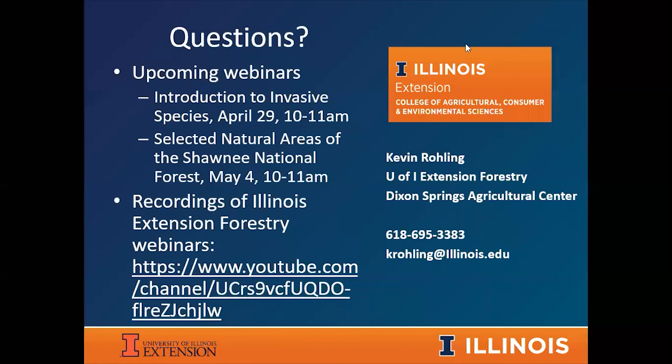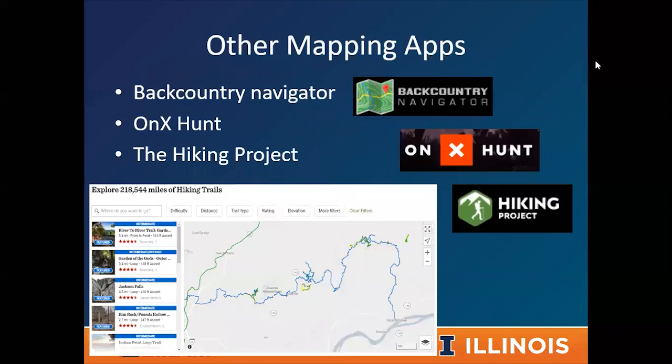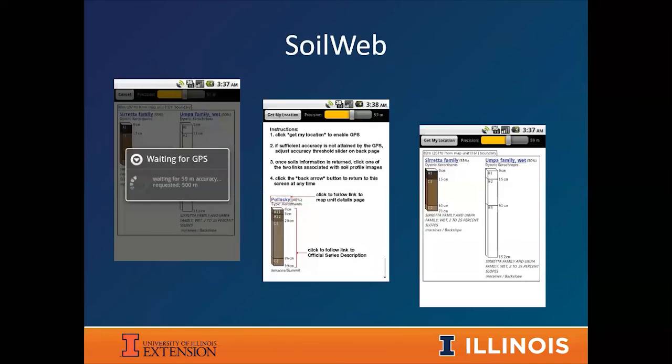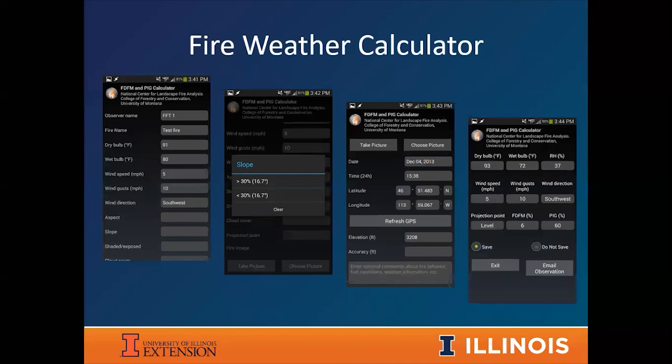Okay, Kevin, what was the fire weather app called again? That was Fire Weather Calculator. Fire weather calculator. Okay.